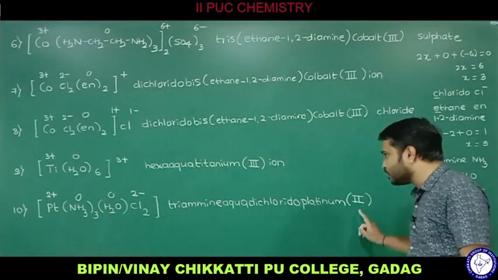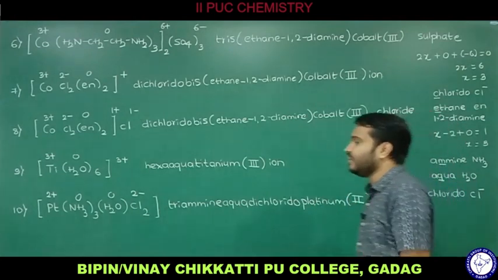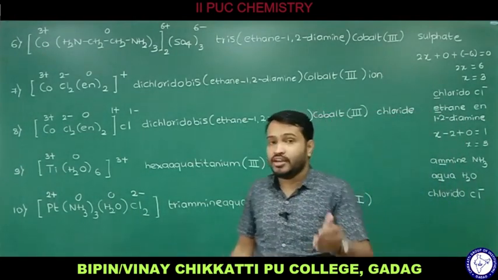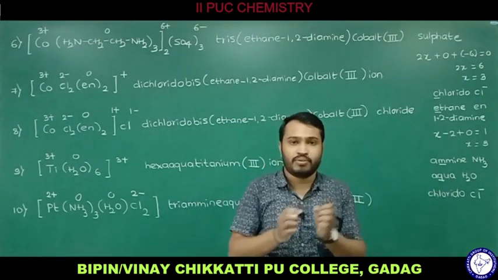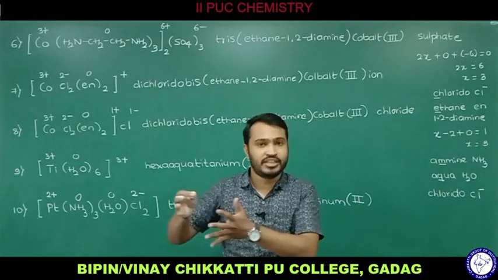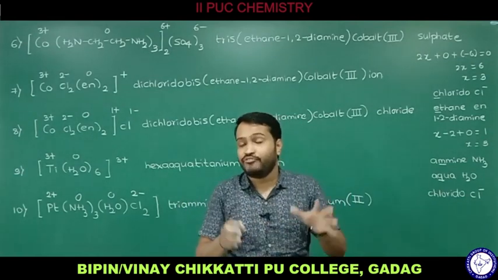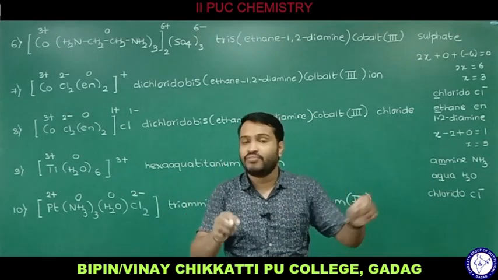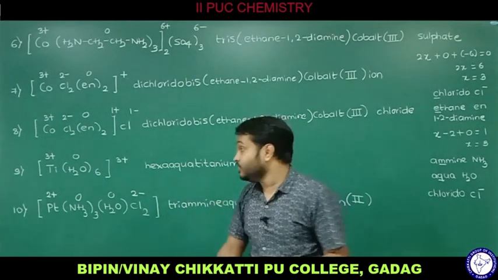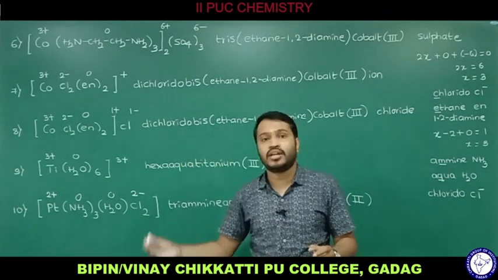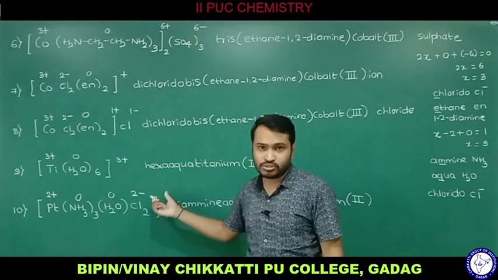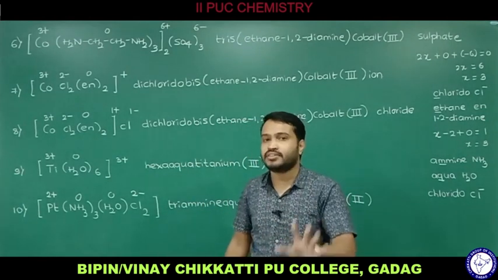But this is a neutral complex, therefore just as it is, the name we need to write. So try to identify which one is a cationic complex, which one is an anionic complex, which one is a neutral complex. And if we don't have counter ions, then the word should end with "ion". Even though in the last example we don't have a counter ion, we don't have a charge also. Therefore in this case you should not end with the word "ion".